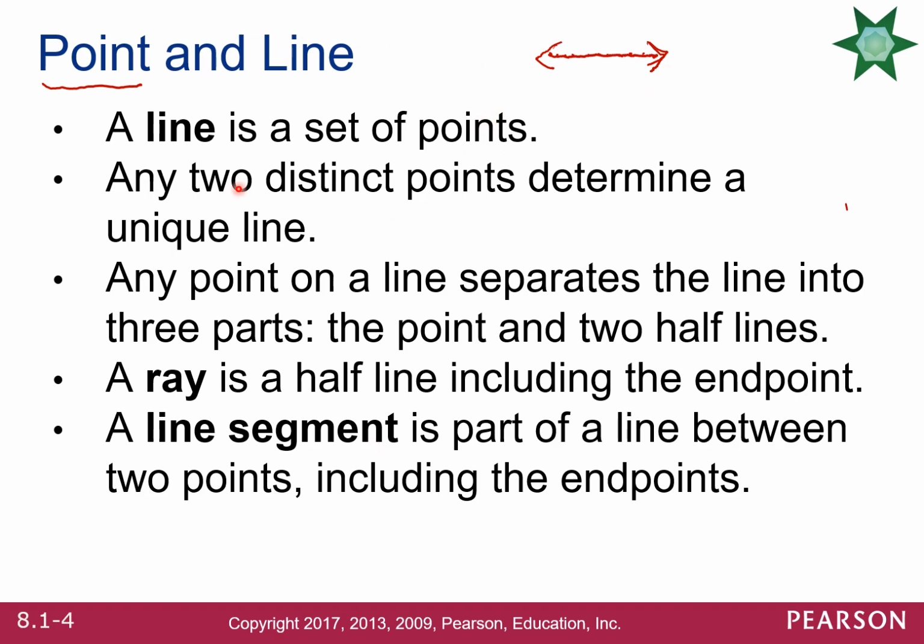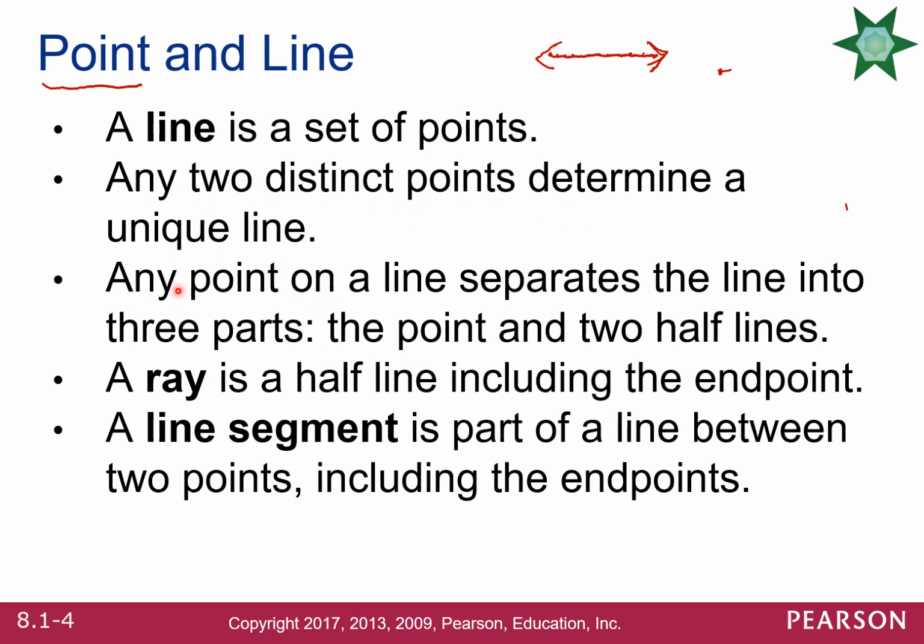All right, so a line is a set of points, not just 2 points, but an innumerable number of points, right? Now, any two distinct points determine a unique line. So we can have a line this long, or we can have 2 points very close to each other, and if we connect them, we will get a line. So any two distinct points determine a unique line.